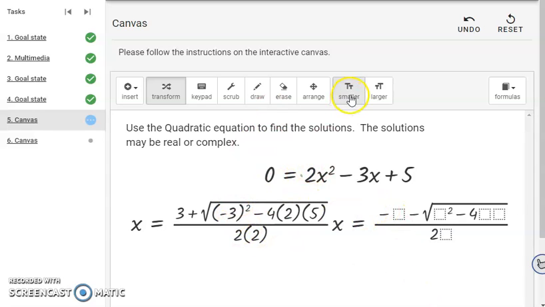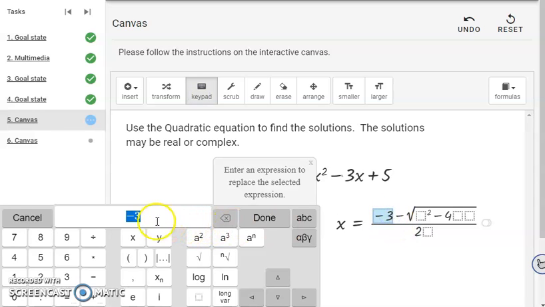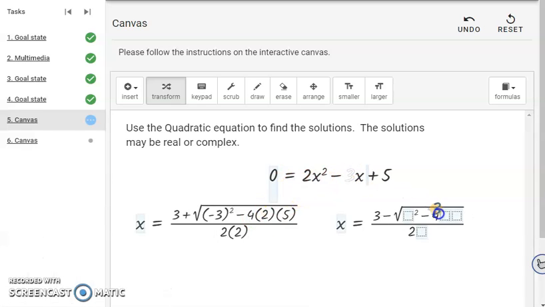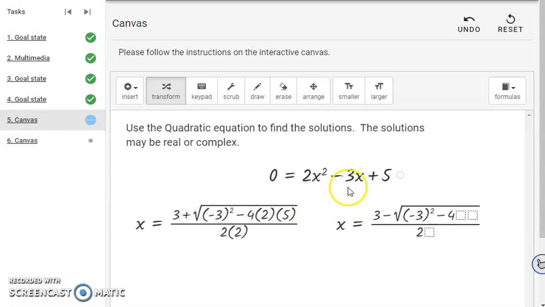Because of spacing, we can click on the smaller option to make the problem a little bit smaller. When we come over to the right side, we're going to have the same issue. I'm going to pull that 3 down. It should be a positive 3 at the beginning, not negative 3. So we're going to use the keypad to replace that negative 3 with a positive 3. I put the positive 3 in here, but it should be negative 3, not positive 3. Everything else seemed to work fine. So 4 times 2 times 5, all over 2 times 2.